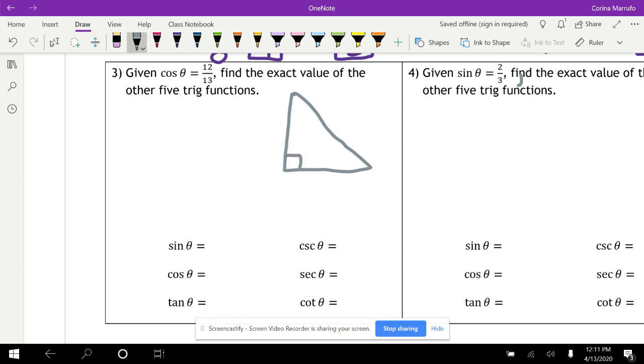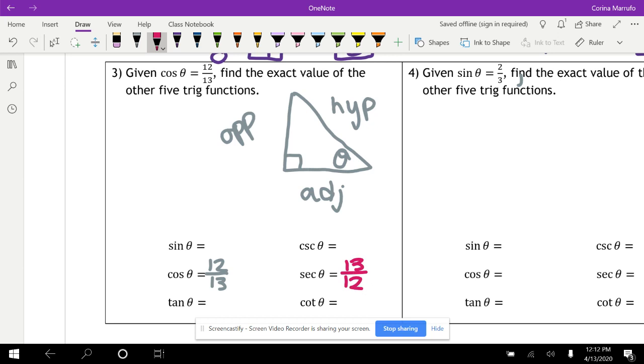I'm going to put my right angle, and then I'm going to label my angle theta. So say this is my angle theta. That makes this side the opposite, this side the adjacent, and this side the hypotenuse. All right, and then from there, they tell us that cosine is 12 over 13, so I'm going to fill it in here. Since cosine is 12 over 13, our secant is going to be 13 over 12. So we have to flip it around.